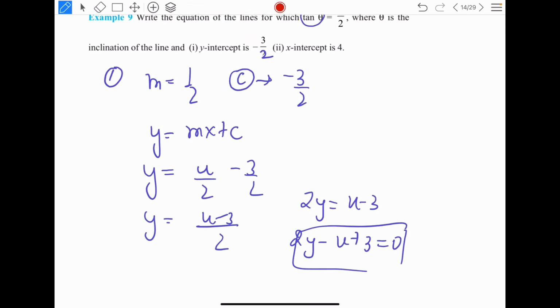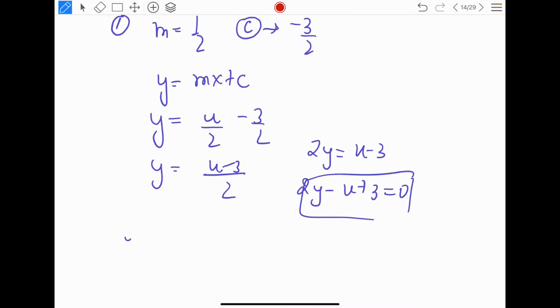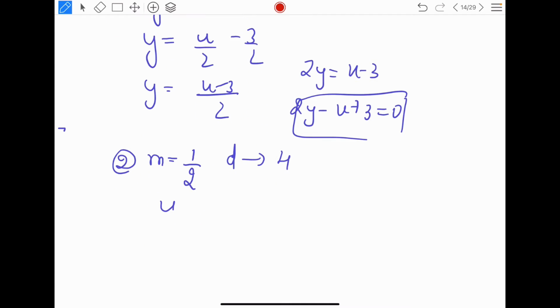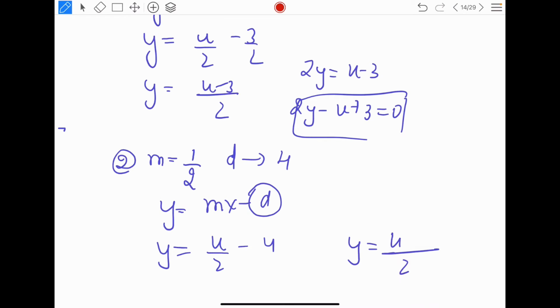Now the second case is x-intercept is 4. Your slope is the same, so m is half, whereas the x-intercept, the d, is 4. What was the formula? y is equal to mx minus d. Remember the sign has changed. So this is going to be y is equal to x by 2 minus 4. Take the LCM, 2y is equal to x minus 8. So 2y minus x plus 8 is equal to 0 will be your equation.